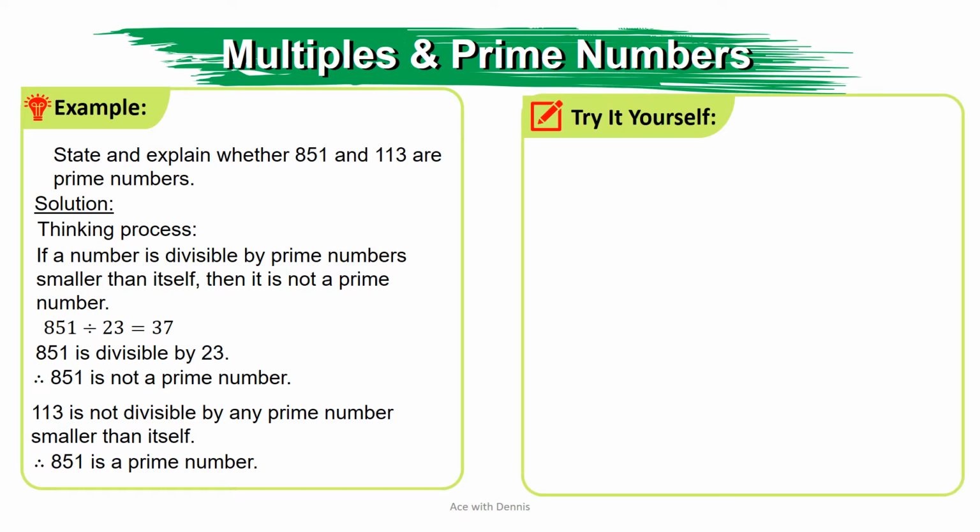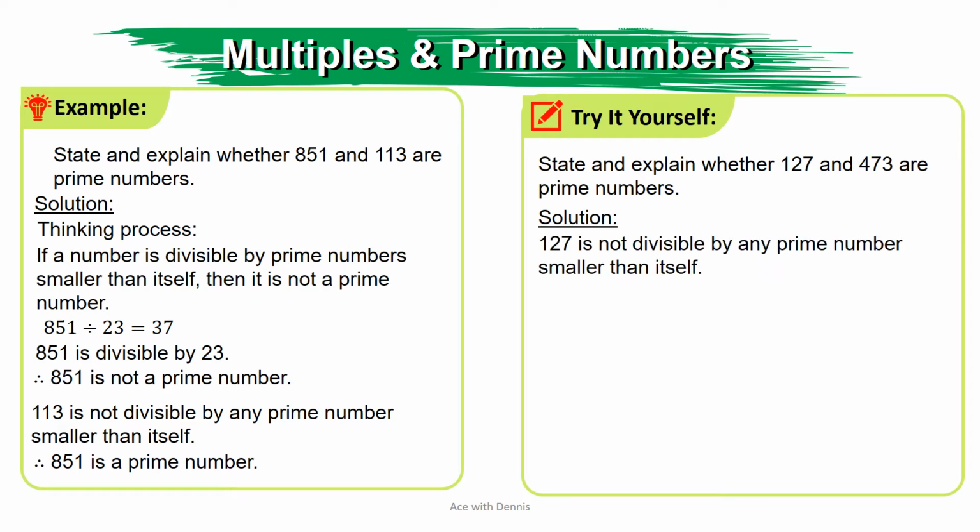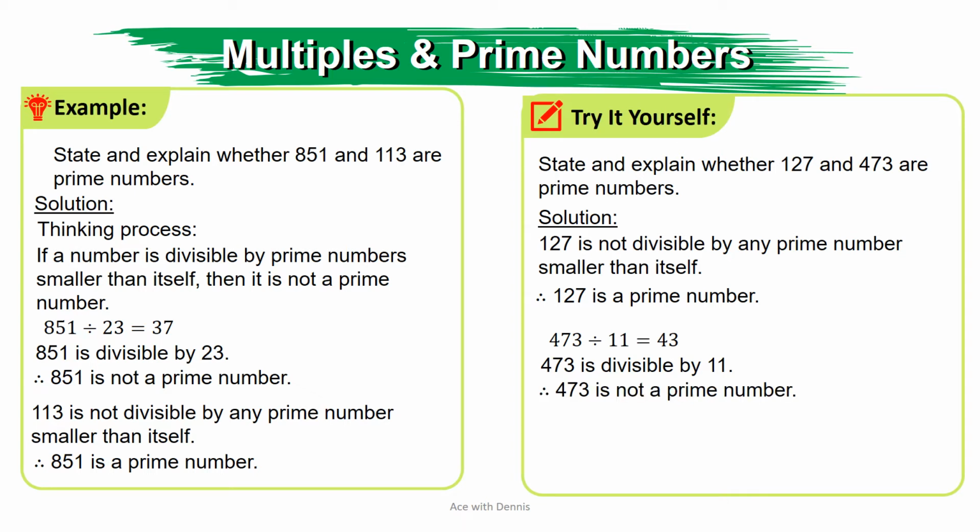Now, you can try this yourself. State and explain whether 127 and 473 are prime numbers. Here is the solution. For 127, it is not divisible by any prime number smaller than itself. Therefore, 127 is a prime number. On the other hand, 473 divided by 11, we get 43. Therefore, 473 is divisible by 11. Hence, 473 is not a prime number.